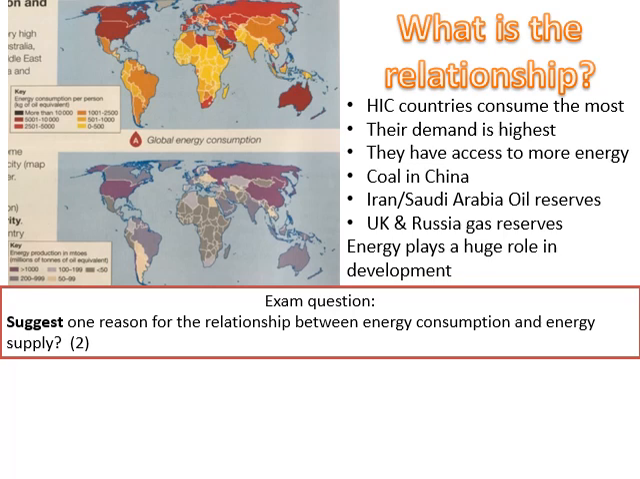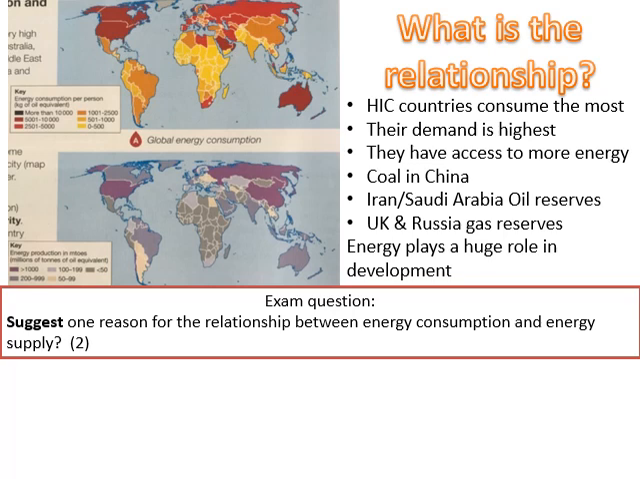So if you think about your general knowledge, we know that China has a lot of coal, and we know they're a high income country. We know that Saudi Arabia has huge amounts of oil reserves, and yes, they are quite a rich country. Again, the UK and Russia, large gas reserves, and we are higher income countries. So energy must play a huge role in economic development. And that's one of the things you looked at in the resource management section of this topic, thinking about how energy, food and water play such an important role in social and economic well-being. Without energy, we cannot develop.